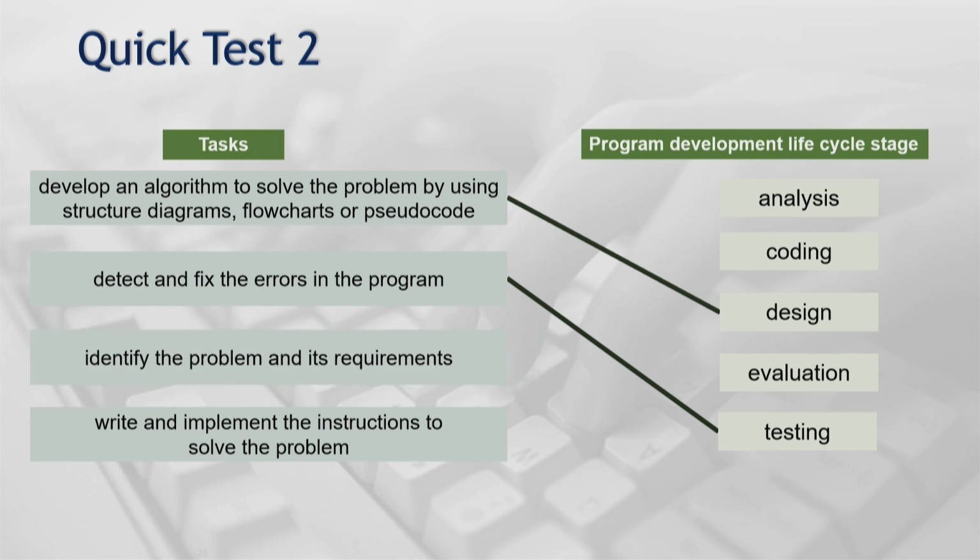The task where we identify the problem and its requirements is carried out during the analysis stage. The final task is write and implement the instructions to solve the problem. The word instruction hints us towards the coding stage. Note that evaluation as a stage has not been used as part of the answer.